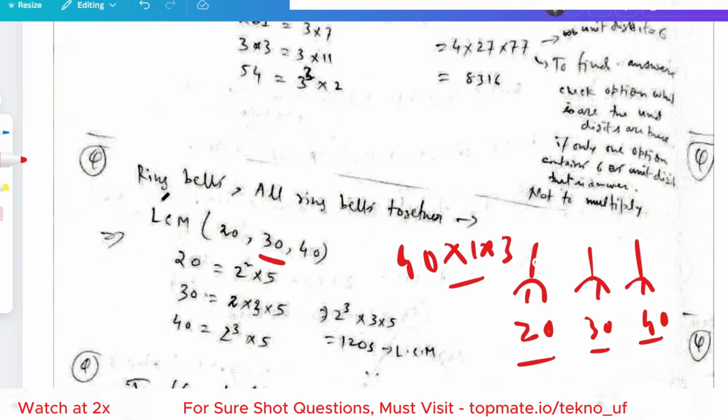So this is how you can calculate. 120 is the answer. Sorry, 120 seconds, that means 2 minutes. After 2 minutes they will ring together. So this is the type of problem we'll get.